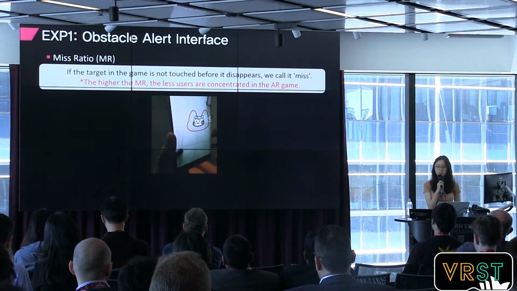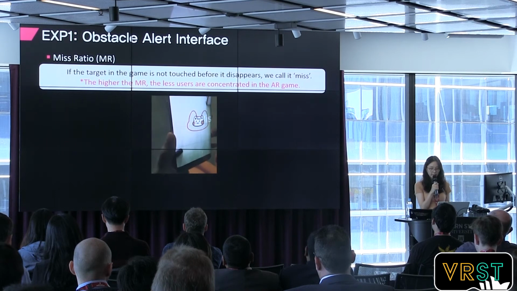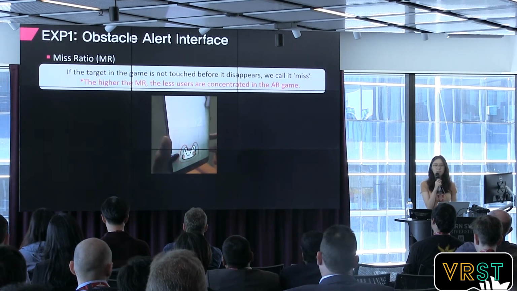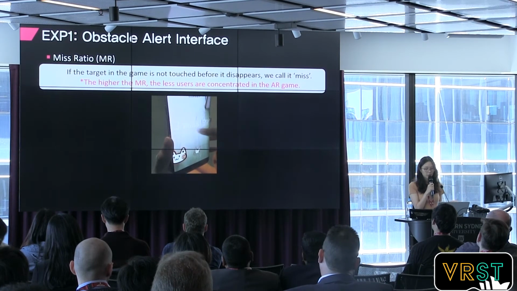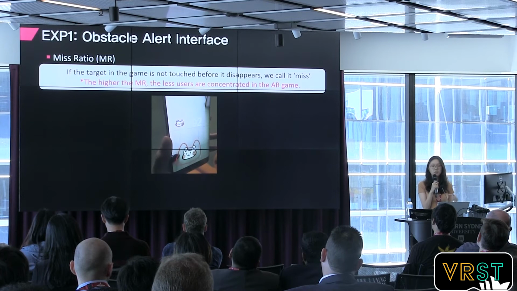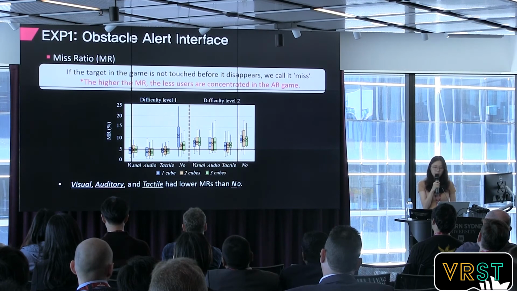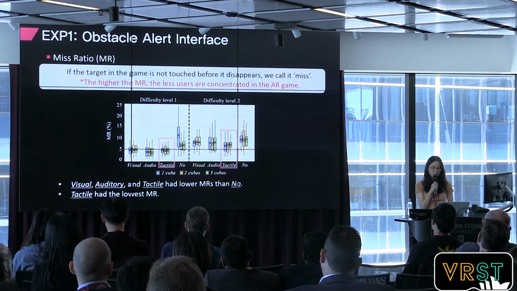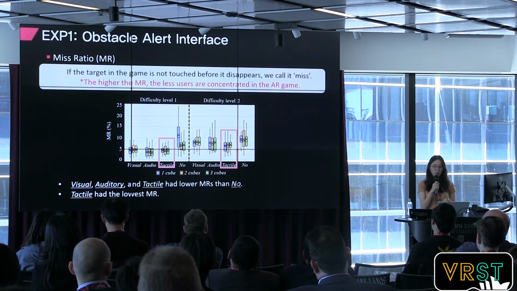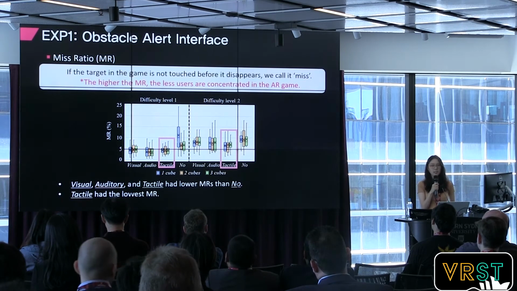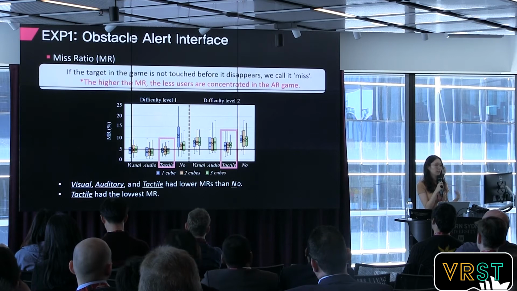Next, we analyzed the miss ratio. In the AR game, it is a miss if the target is not touched before it disappears. This ratio represents how concentrated the users were in the AR game. It turned out that visual, auditory, and tactile had lower miss ratios than No, while tactile had the lowest miss ratio. This means that tactile is the interface that least interferes with the user's AR experience.